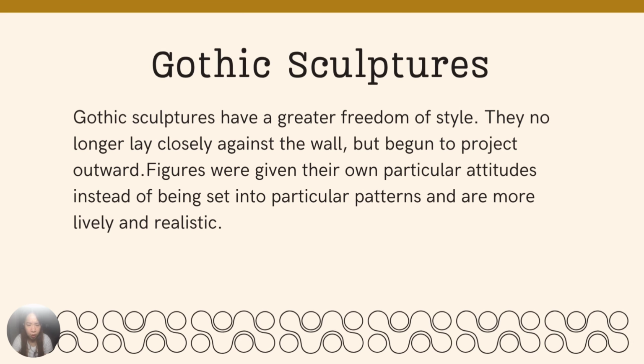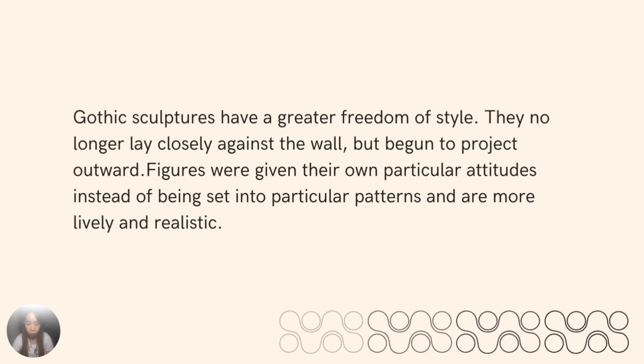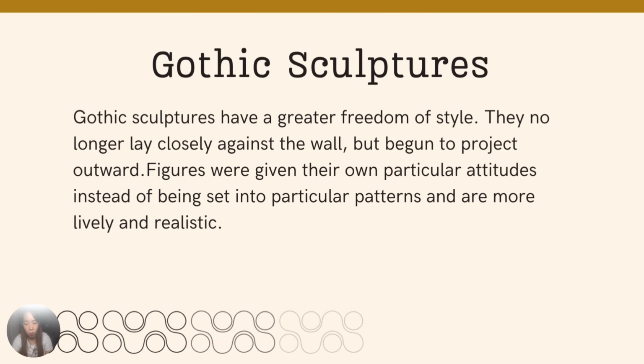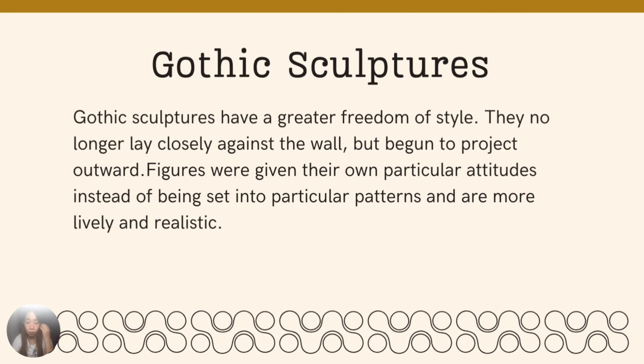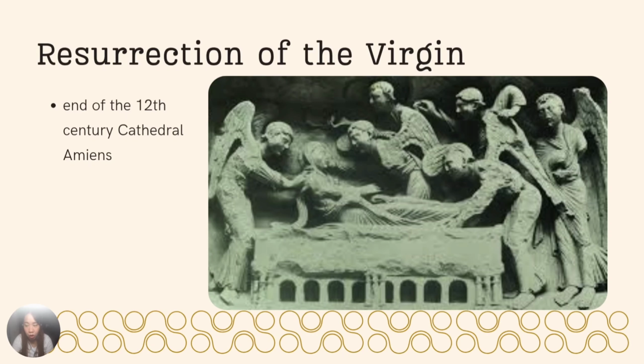And then the next one here we have Gothic sculptures. Gothic sculptures have a greater freedom of style. They no longer lay closely against the wall, unlike this one, for example, where the sculptures are on the wall. Gothic sculptures began to project outward. Figures were given their own particular attitudes instead of being set into a particular pattern, and are more lively and realistic. An example of that is the Resurrection of the Virgin.